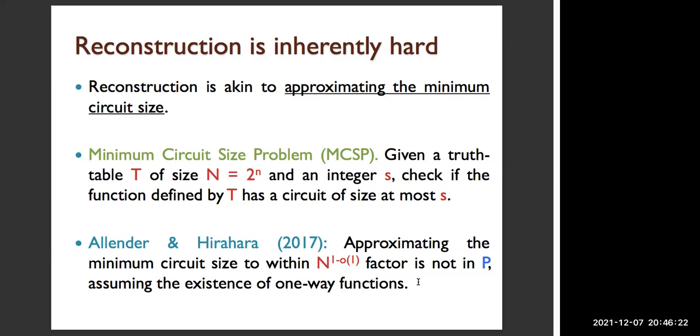If you think for a while, you'll realize that the reconstruction process, the learning process, is automatically trying to output a small circuit. So if your smallest circuit has size s, you're trying to output a circuit of size poly(s). So you're naturally trying to approximate the minimum circuit size, and that's inherent in the process.